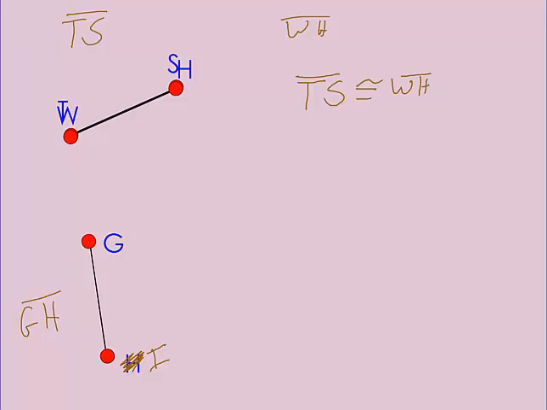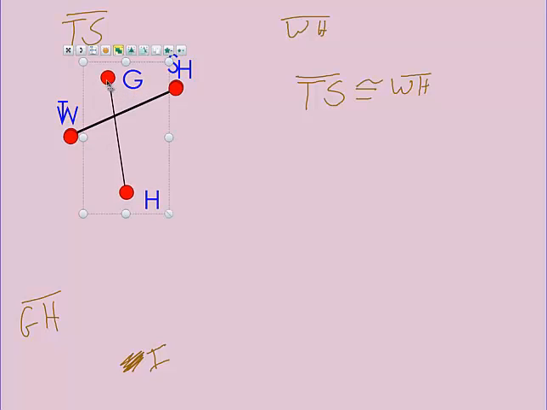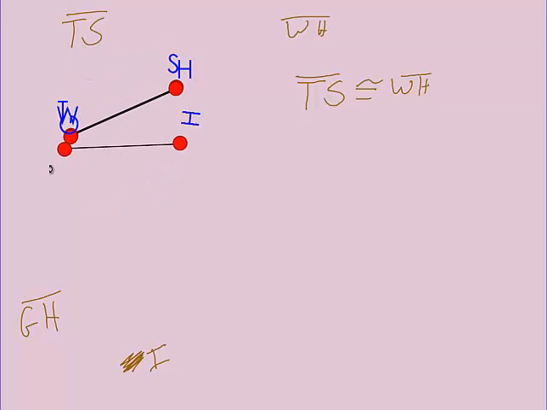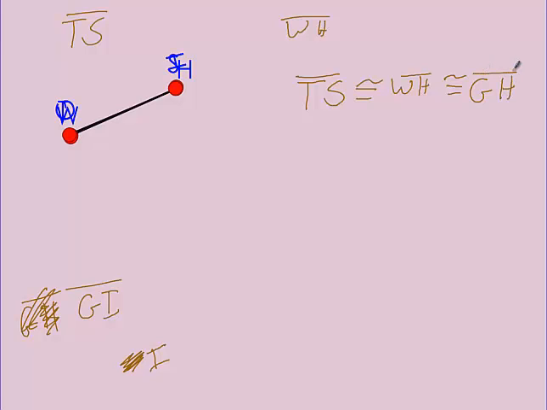Well, let's try this GI here. Well, it's at a different angle, right? So that doesn't work. But wait, what if you rotate it? And then we move it on top? Oh, wow. GI is also congruent. So they're all congruent. Even if it's angled differently, they're still congruent.